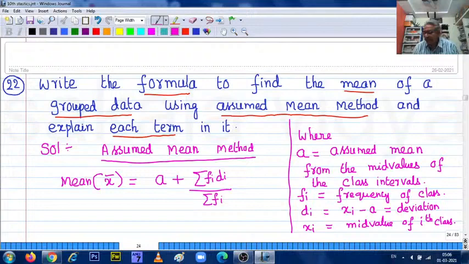So this you need to remember. First you need to write the formula. After writing the formula, for each letter you need to write what a is, what fi is, what di is, and what xi is. In total, 4 letters need to be mentioned, because here we have xi minus a also. In this way you need to give the answer. Whenever you are asked for any chapter to write the formula and explain each term or letter in it, you need to follow this method. Okay, now let us move to the next question.